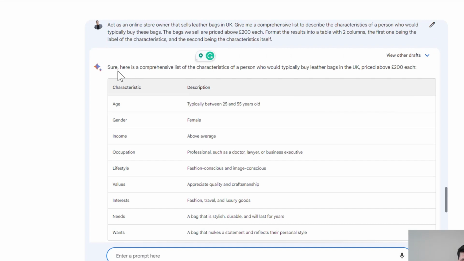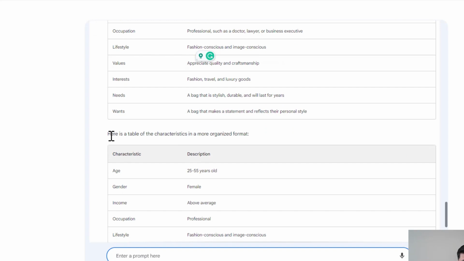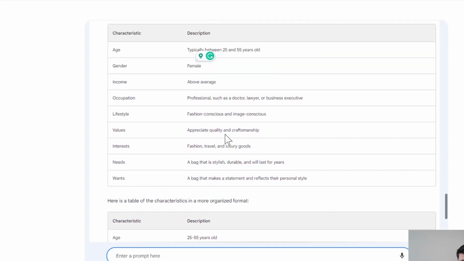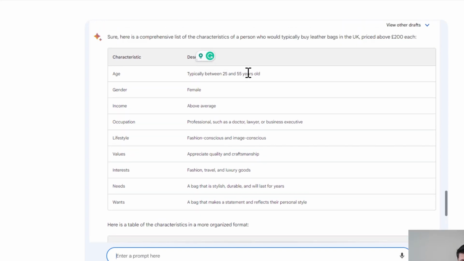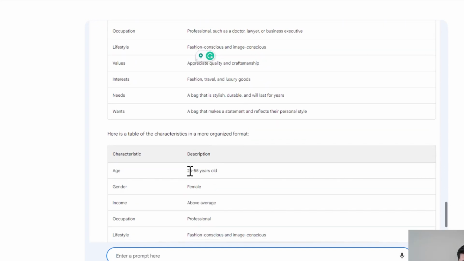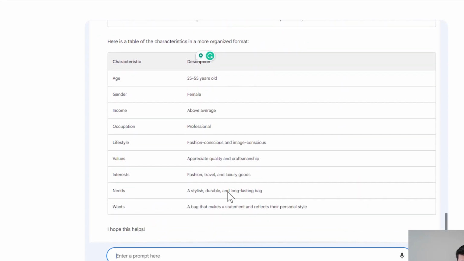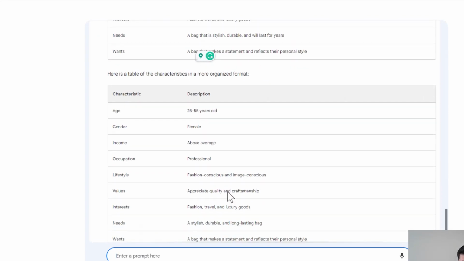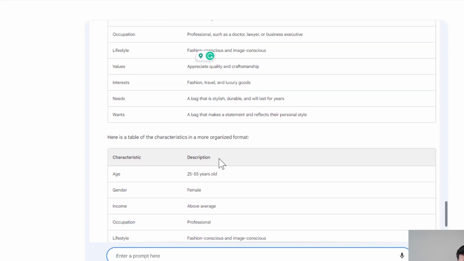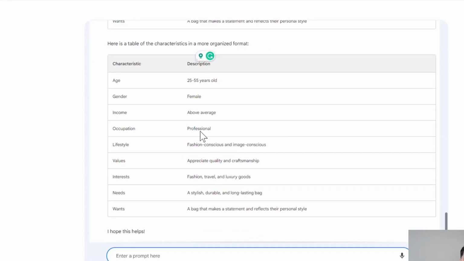So here is the comprehensive list of the characteristics of a person who would typically buy leather bags within the UK priced above £200. So it's giving me a table here, and it's saying here's a table of the characteristics in a more organized format. So this is really brilliant. So typically between 25 and 50 years old, and over here 25 to 50 years old. So over here it's going into a little bit more detail. So that's really good. Occupation, professional. Okay, professionals such as a doctor, lawyer. So it's really summarized it for me, because I can then take this data and input it into my audiences.